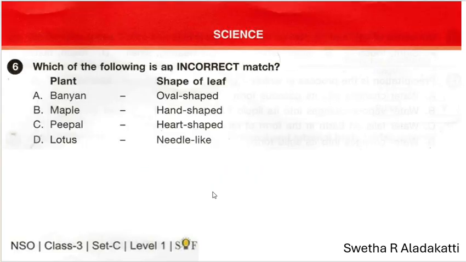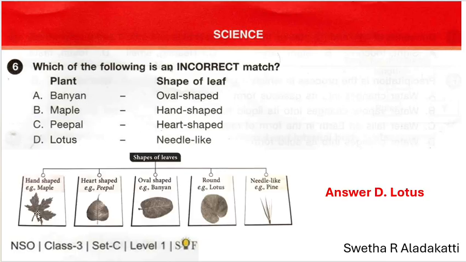Science. 6. Which of the following is an incorrect match? Plant leaves are given here and the shape of the leaf is given. We have to find out. Let's see. Banyan, which is oval shape. Yes, banyan is an oval shape. Maple is a hand shape. Yes, maple is a hand shape, which is also found in the Canada flag. Peepal is a heart shape. Yes, peepal is a heart shape leaf. Lotus is needle-like, given here. No, needle is a pine leaf. Lotus is a round shape. Okay, so we go with option D, lotus.